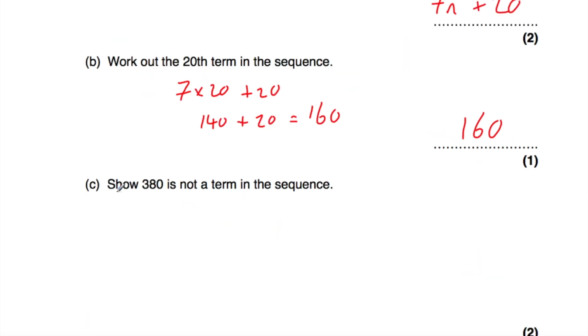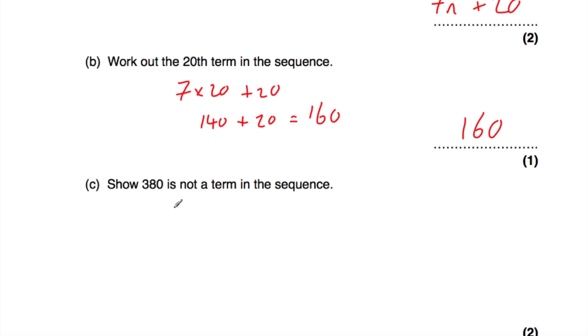Okay, and then part C. Part C says show that 380 is not a term in the sequence. So if you want to show if something's a term in a sequence or not, you put the nth term equal to that number and then you solve it. If you find that n is a whole number, then it's in the sequence. But if it's not a whole number, such as a decimal, then it's not going to be in the sequence.